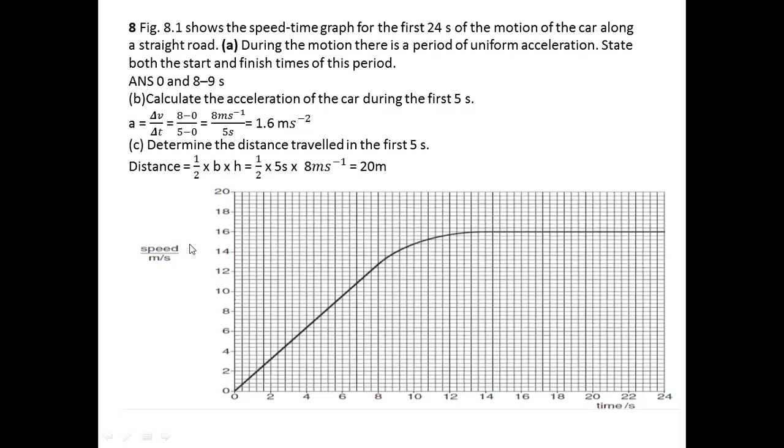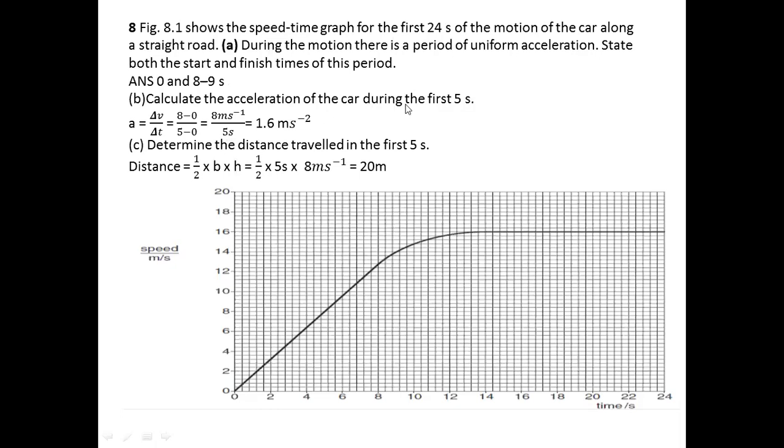Where we have uniform acceleration, this is a speed-time graph, right? If we have a straight line in a speed-time graph, constant gradient means constant acceleration. So we have a straight line from 0 till approximately 8 seconds. During this time interval, acceleration is constant, it is uniform.